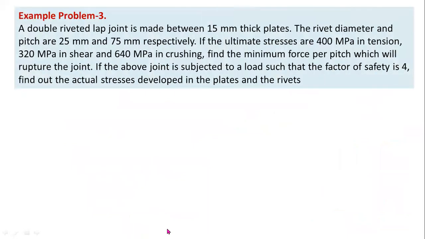The last problem is: a double riveted lap joint is made between 15 mm thick plates. The rivet diameter and pitch are 25 mm, 75 mm respectively. If the ultimate stresses are 400 megapascal in tension, 320 megapascal in shear, 640 megapascal in crushing, find the minimum force per pitch which will rupture the joint. If the above joint is subjected to a load such that the factor of safety is 4, find out the actual stresses developed in the plates and the rivets. This is the question. From this question, you have to find out the actual stresses induced in the rivet and plate materials.